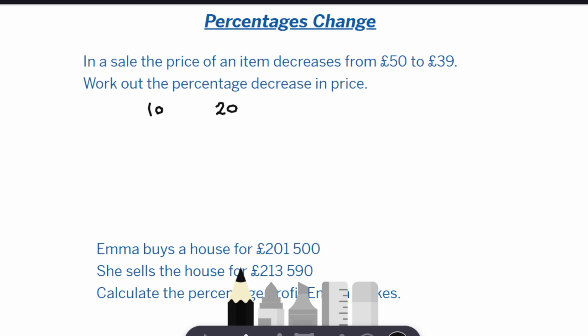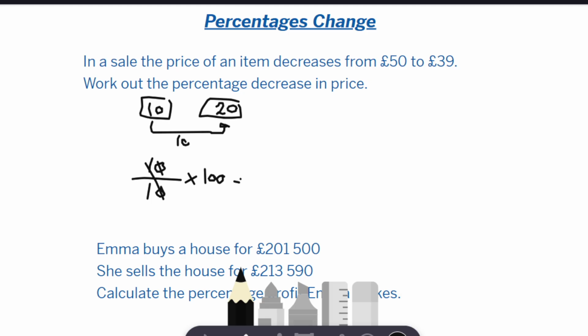How to find it is you will first need to find the change. How much did it change from 10 to 20? The change is 10 here. And then we just divide this 10, which is the change, by the original amount. How much was the original price? Was it 20? No. It changed to 20, so the original was 10. We divide by that and then multiply by 100. Now 10 divided by 10 is just 1. 1 times 100 is 100%. So this has changed, or increased, by 100%.